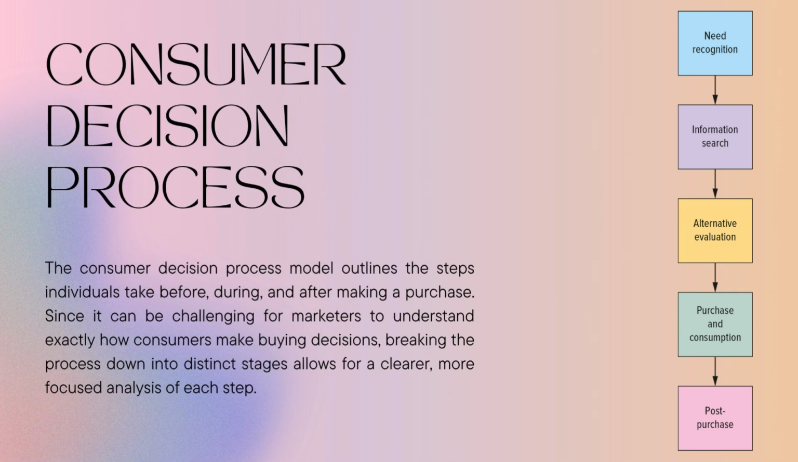Specifically, we're going to be talking about the consumer decision process. The consumer decision process model outlines the stages individuals take before, during, and after making a purchase. Since it can be challenging for marketers to understand exactly how consumers make buying decisions, breaking the process down into distinct stages allows for a clearer, more focused analysis of each step. The steps of this process include need recognition, information search, alternative evaluation, purchase and consumption, and post-purchase. Let's go through each step individually.